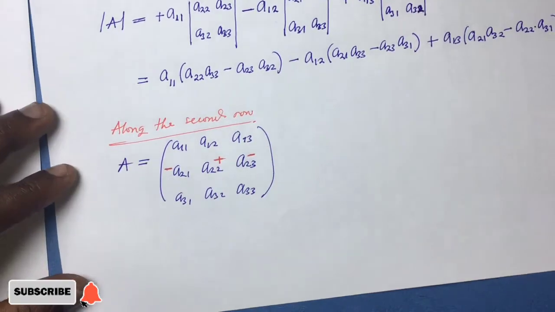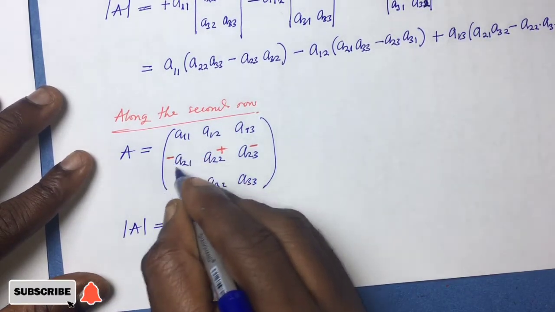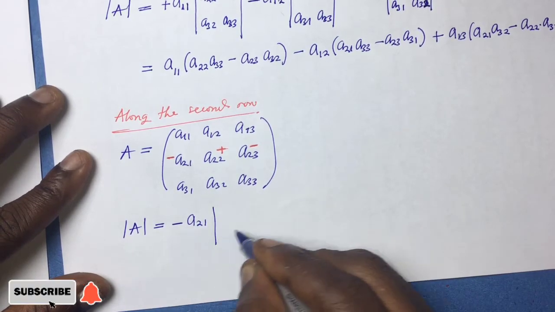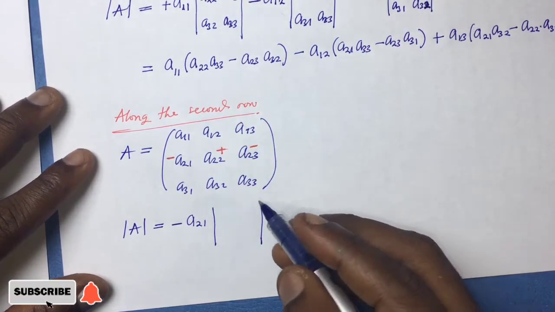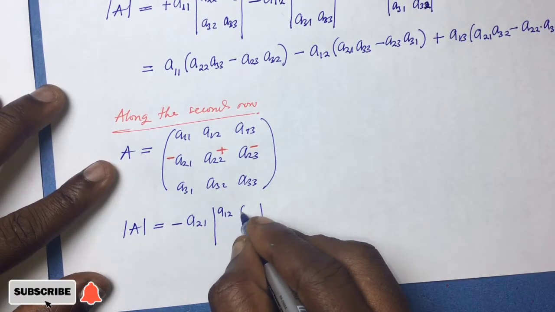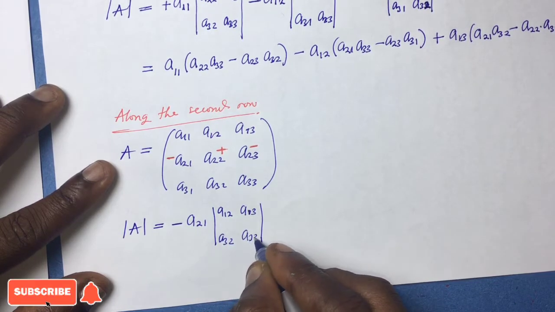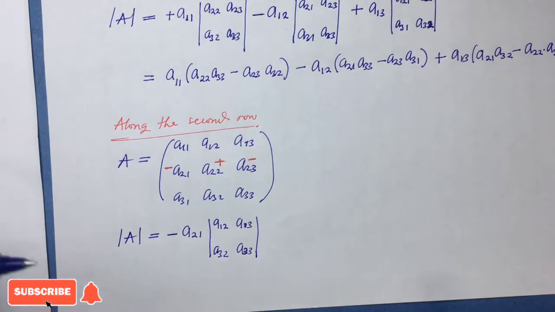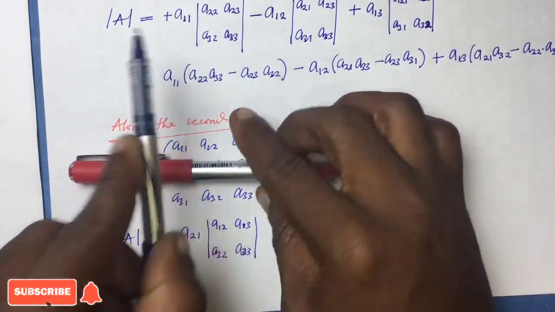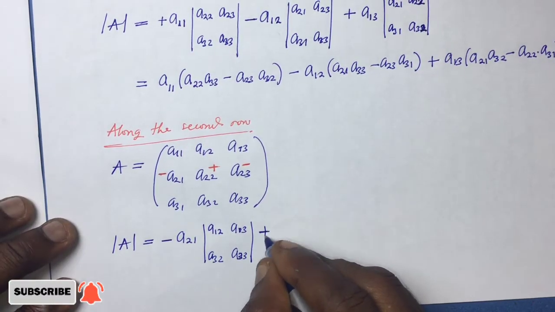Okay? So you will come again and say determinant of A will be the first element and its sign here. This is minus A21. What is the minor of minus A21? The minor of A21 rather is A12, A13, A32, A33. How do we obtain that? It is obtained by crossing out A21. Okay? Now, if you come over here again, you will notice that the next sign is plus.